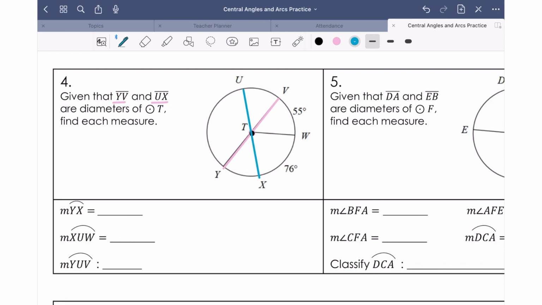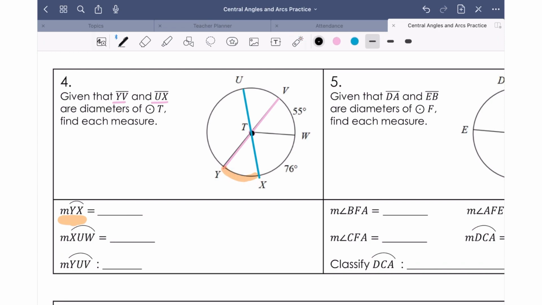So first, they're asking me for arc YX. So arc YX, right here, the M means measure. The measure of arc YX is going to be this one right here. So I want to know what is the measure of that arc, okay? And in this problem, they gave me 2 of the arcs that are in this half circle right here. So they gave me 55, they gave me 76, and I want to find this missing piece.